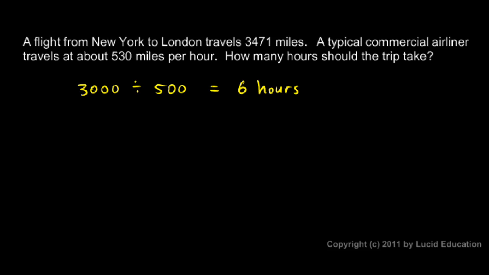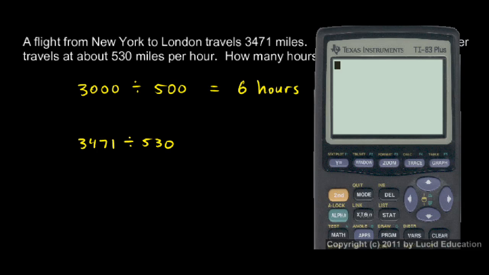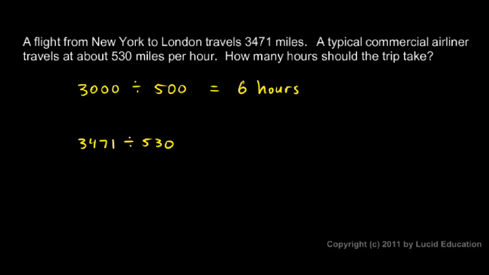This one ends up being pretty close. If you actually do 3,471 divided by 530, I'll pull up the calculator here. 3,471 divided by 530, I get about 6.55. So I'll write that in. That's 6.55. So that's pretty close. My 6-hour estimate is pretty close to what we would actually get if we rounded those numbers.